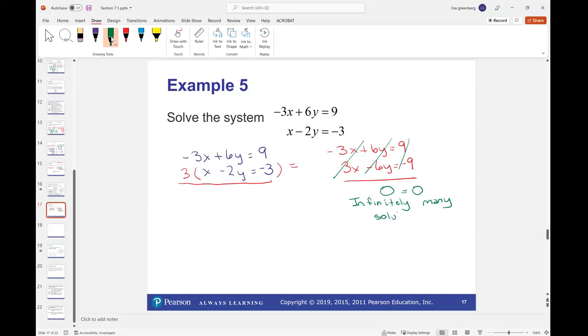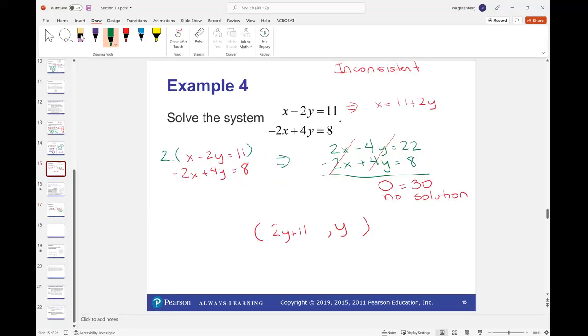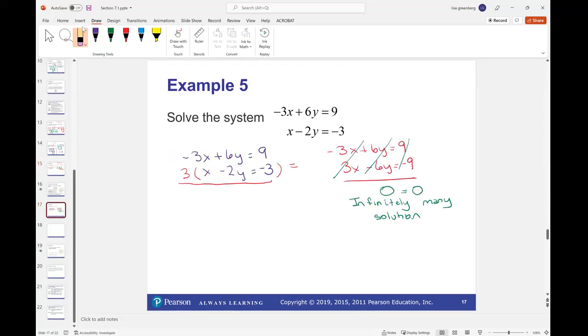solutions. Oh, actually, you know what? To the last problem, there's no solution, so I can't write a solution. So my bad about that. There's no solution. We can't write a solution. This one has infinitely many solutions. So we really can write the solution, and I'm going to write it the way I showed you before.